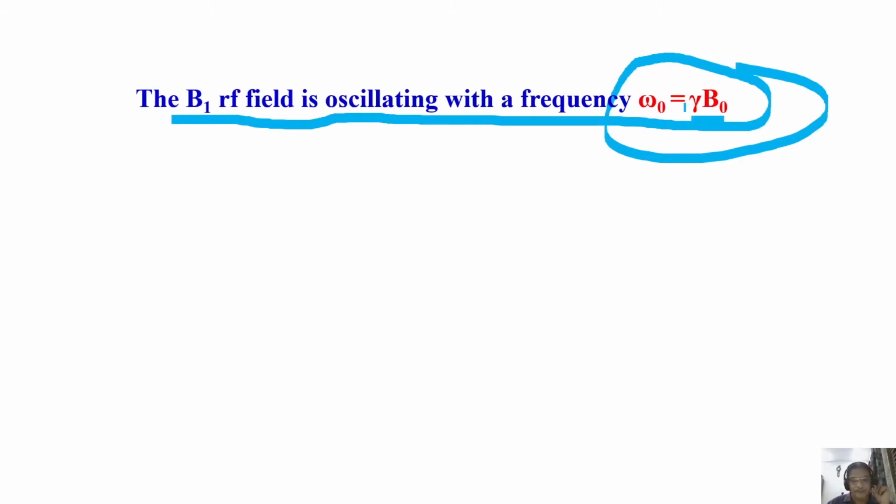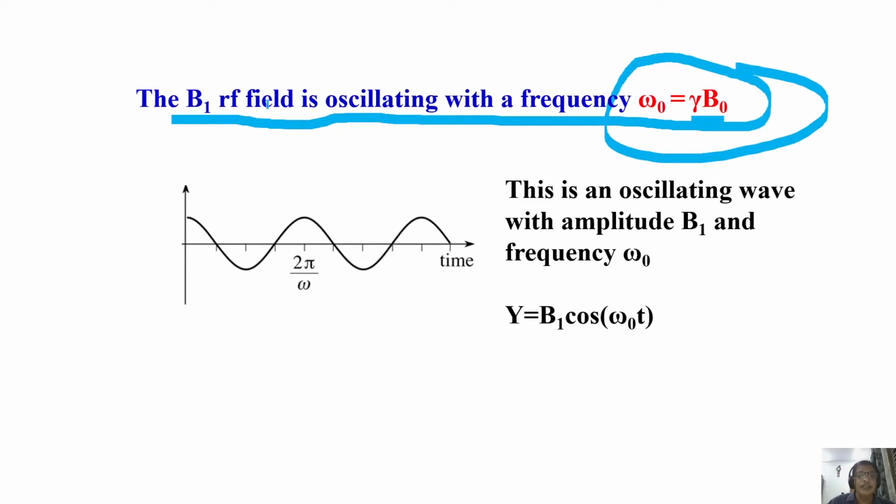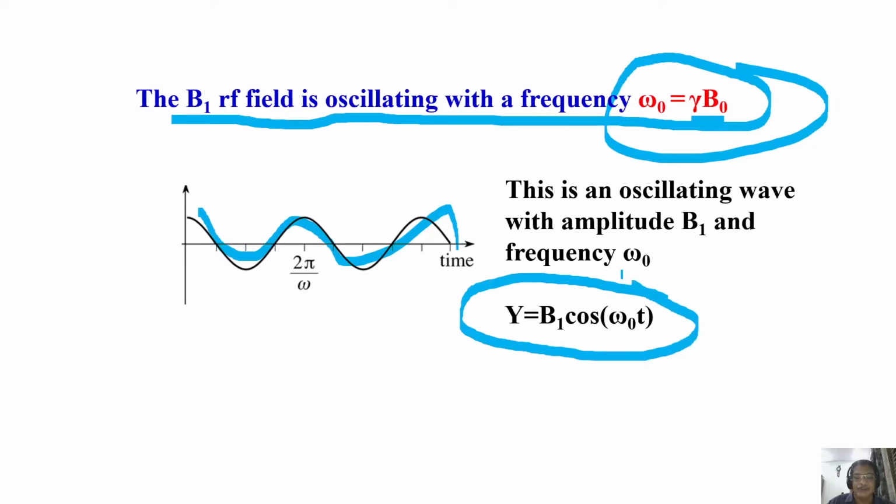You are applying a radio frequency pulse which is oscillating with a frequency equal to omega naught. That's what we said to induce resonance. Now let us see what an oscillating field is. An oscillating wave is like this. You know what an oscillating wave is. It is represented mathematically by this equation.